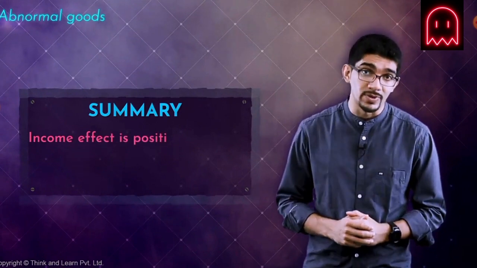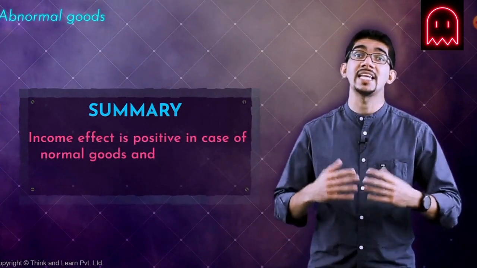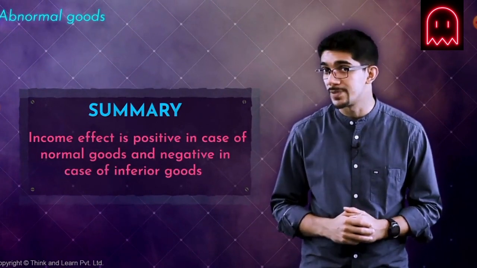One thing to note here is that a good can be a normal good for the consumer at some levels of income and an inferior good for her at other levels of income. At very low levels of income, a consumer's demand for low quality cereals can increase with income. But beyond a level, any increase in income of the consumer is likely to reduce her consumption of such food items. Summarizing, income effect is positive in case of normal goods and negative in case of inferior goods.